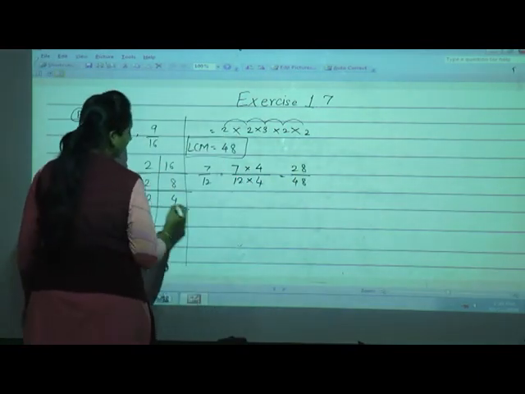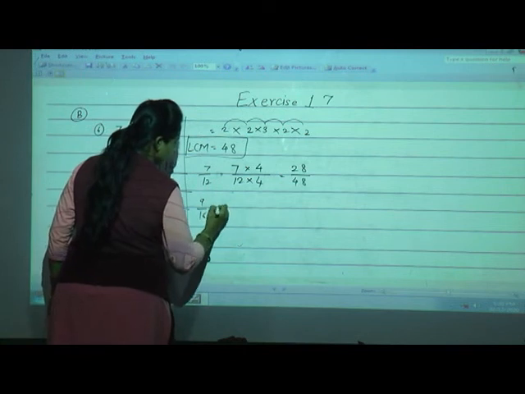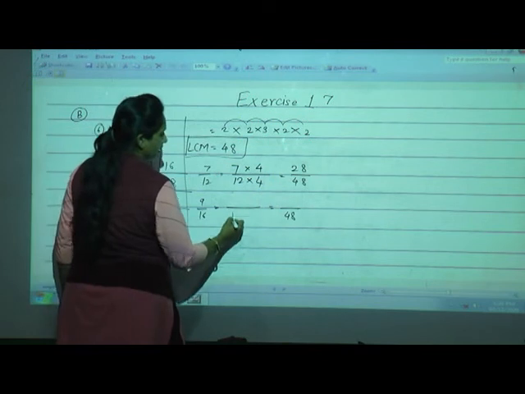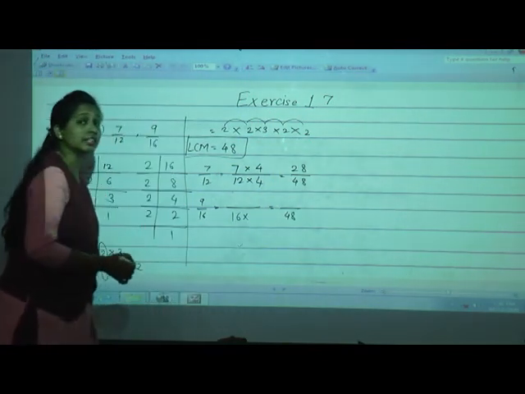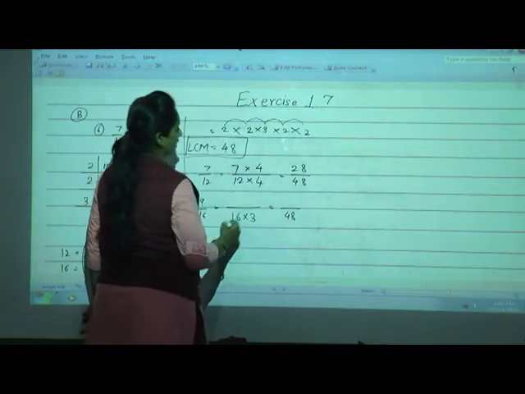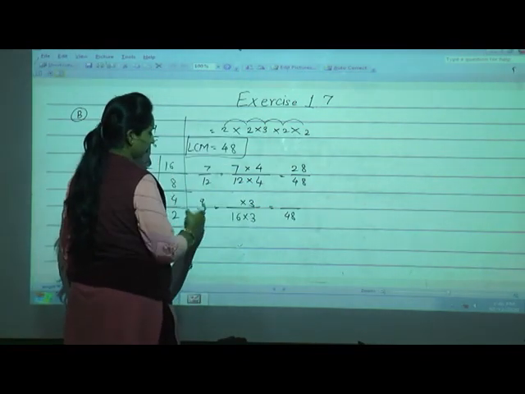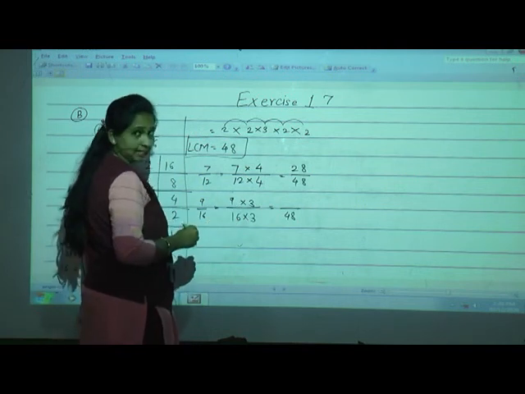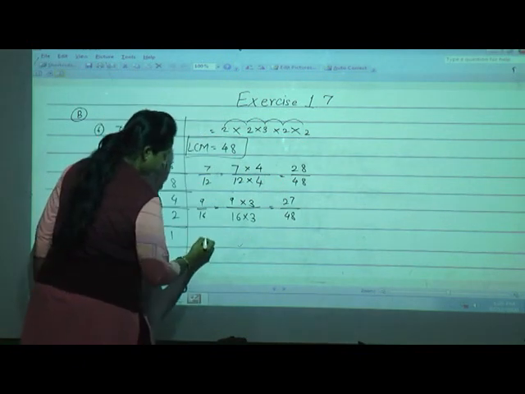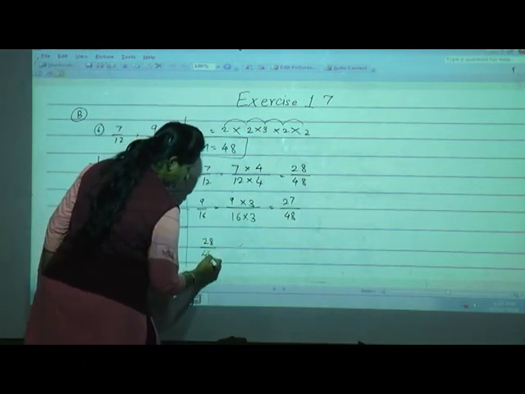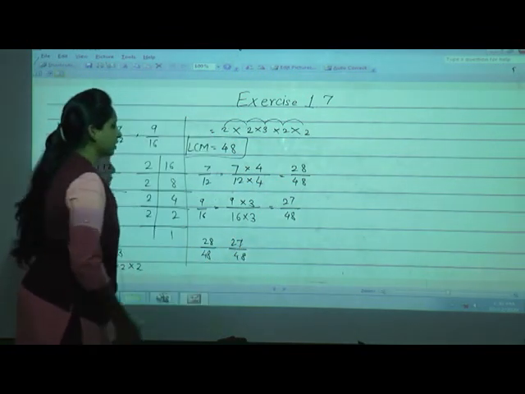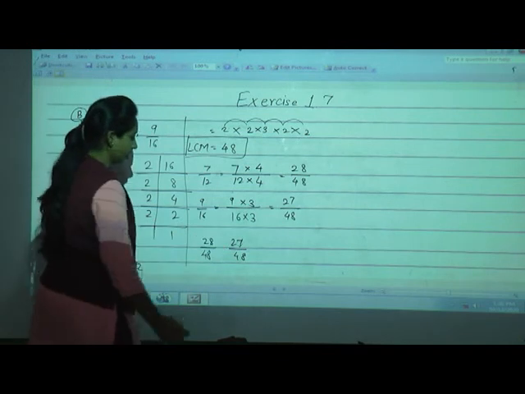Now the next number, 9 upon 16. Here also in the place of the denominator 48 should come. Now 16 multiplied by, yes, 16 3s are 48. The same number we have to multiply with 9. Tell me, 9 3s are 27. So write both numbers, 28 upon 48, 27 upon 48. Now tell me which is smaller? Of course 27 is smaller.